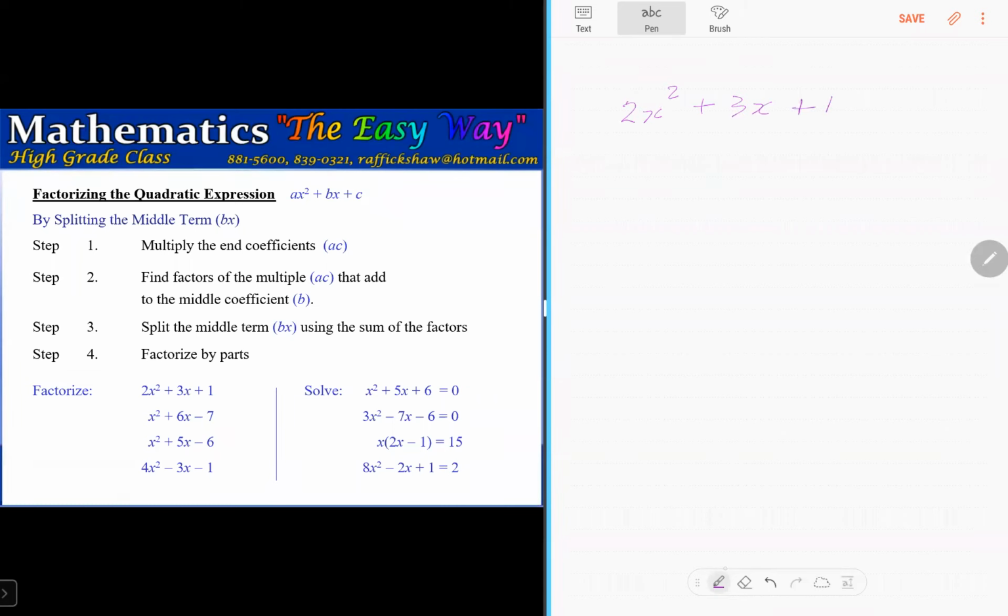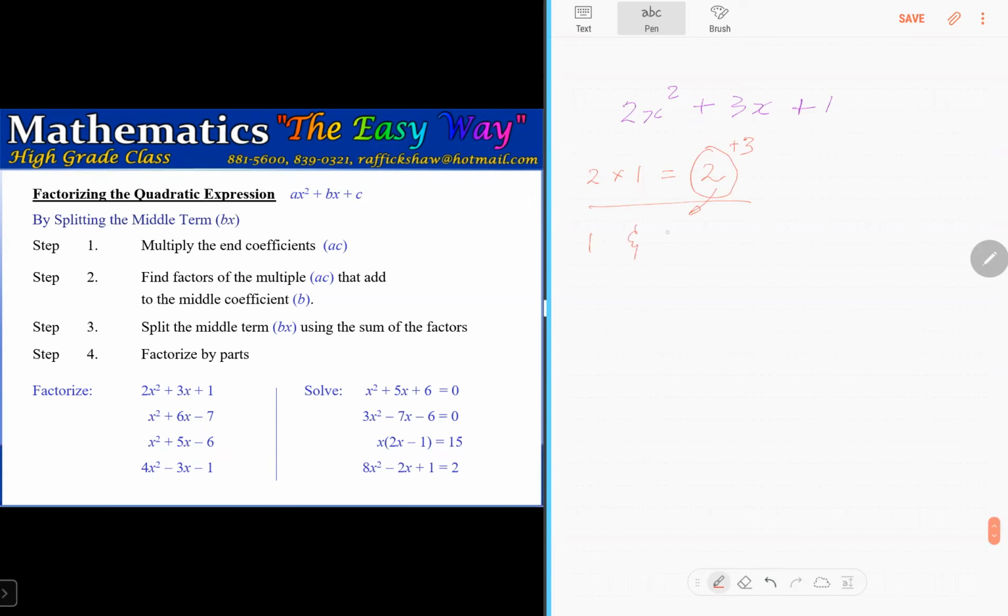All right. So the first step is to multiply the 2nd coefficient, which is 2 times 1. 2 times 1 is equal to 2. Then you're searching for factors of 2 that give you the middle term, which is a positive 3. Factors of 2 that add to positive 3. That's what you want, and you're searching for those two factors down here. It's very easy because the only two factors of 2 are 1 and 2.